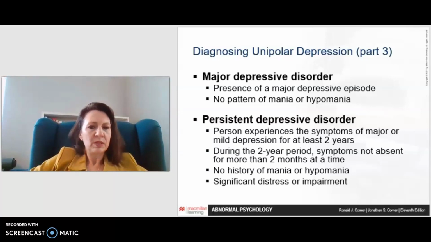For a more persistent depressive disorder diagnosis, the person experiences the symptoms of major or mild depression for at least 2 years. During the 2-year period, symptoms are not absent for more than 2 months at a time. There is no mania, and there is also clinically significant distress or impairment.